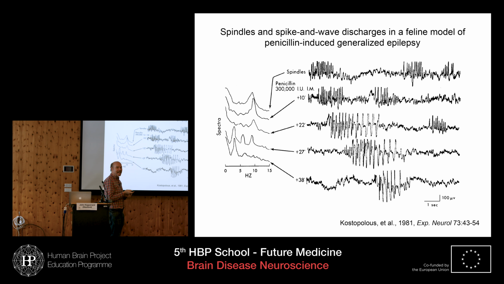Does anybody know what the neurobiological action of penicillin is? You've heard of penicillin though, right? Somebody knows? What is the neurobiological effect of penicillin? Yes, that's its antibacterial action. It turns out it's a blocker of inhibition. It blocks GABA A receptors.